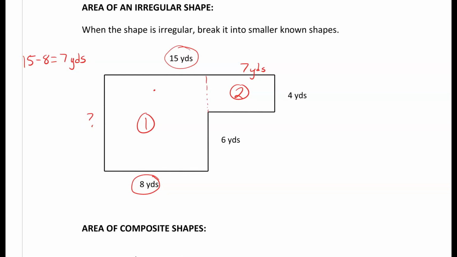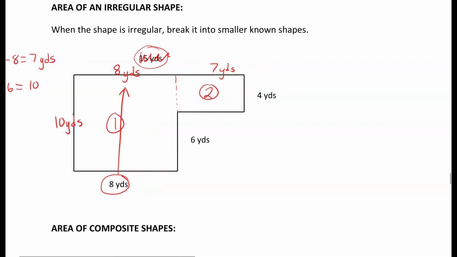Now to find out this portion here, it would be what's remaining, or you could think of this as exactly the same as the top. So this is going to be 8 yards. So we no longer need to pay attention to that 15 because we've broken it up. And then the next thing we need to look at is this last side. Well, 4 plus 6 equals 10, so this is going to be 10 yards for this section here. So now we've broken it up into two different rectangular shapes.